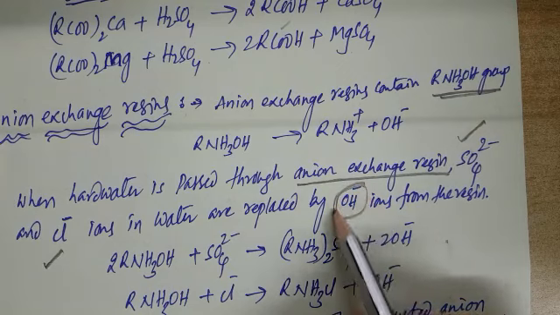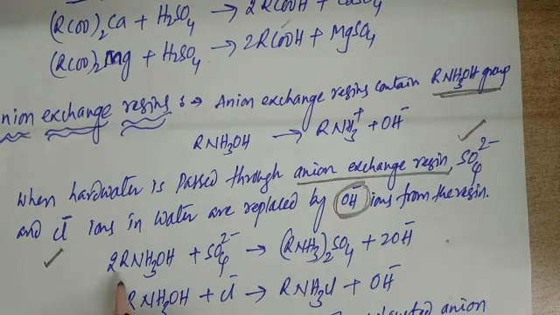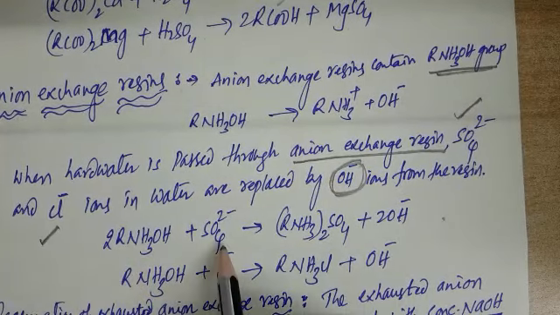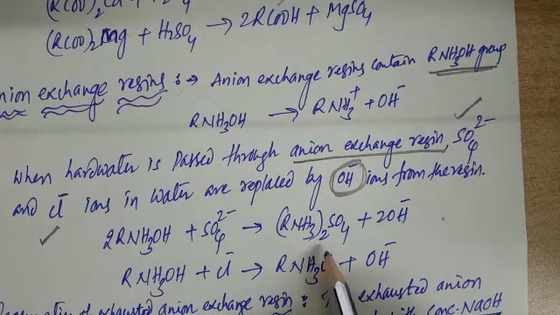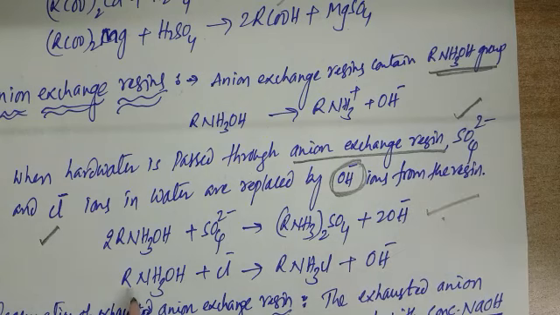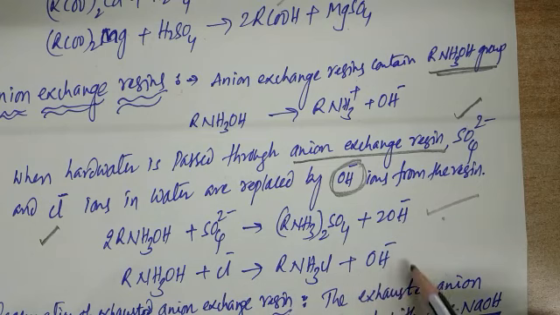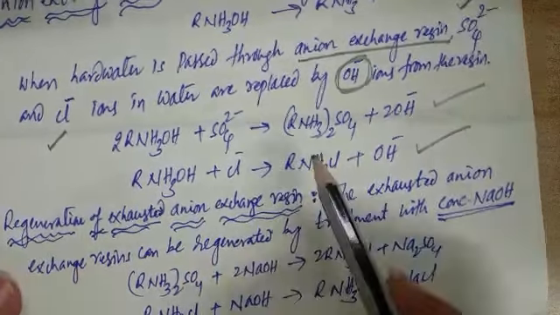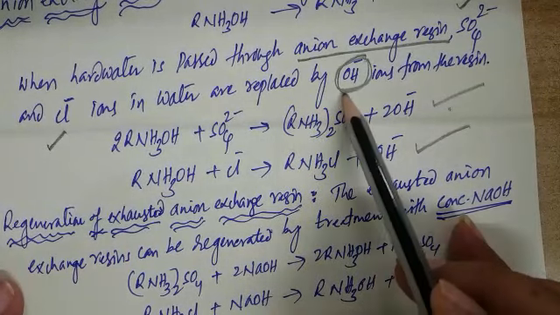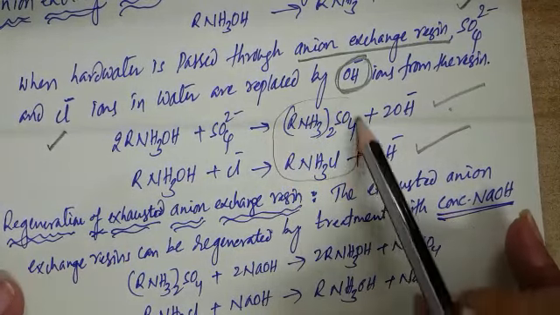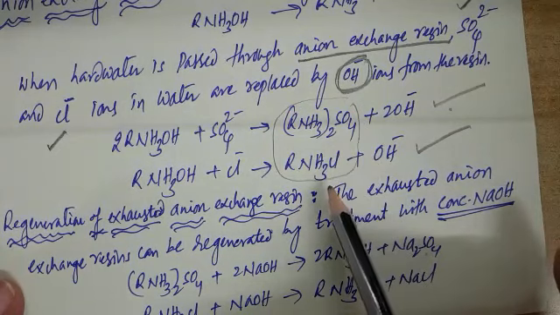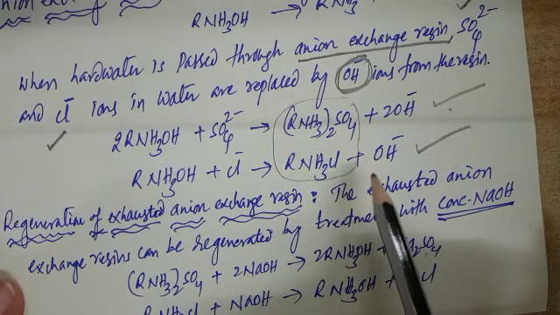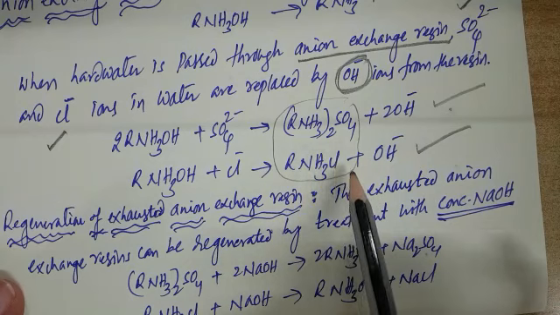OH minus. So here the reactions, you check that RNH3OH plus SO4 2- gives rise to RNH3 taken twice SO4 plus 2OH minus. And in a similar way RNH3OH plus Cl minus gives rise to RNH3Cl plus OH minus. And another very important point: what is the formula of exhausted anion exchange resin? RNH3 taken twice SO4 or RNH3Cl is considered an exhausted anion exchange resin.